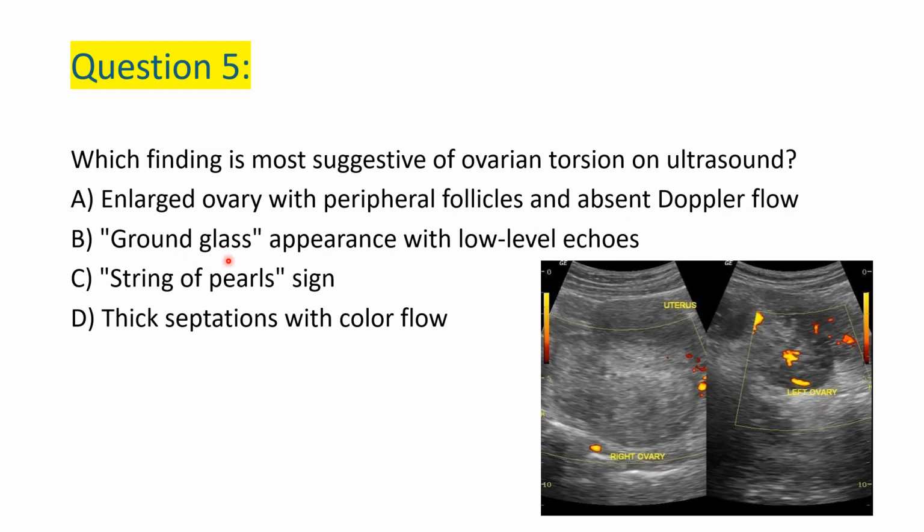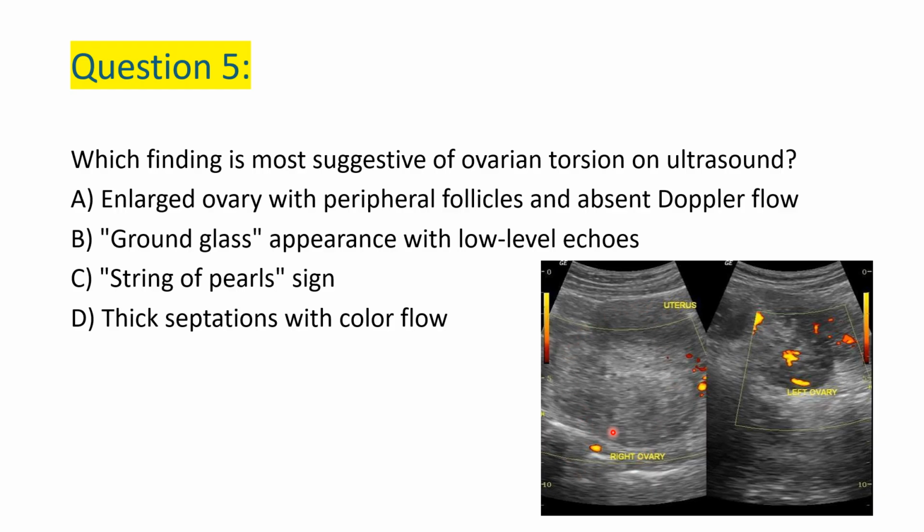B. Ground glass appearance with low level internal echoes. C. String of pearls sign. D. Thick septations with color flow. So here is an ovarian torsion.